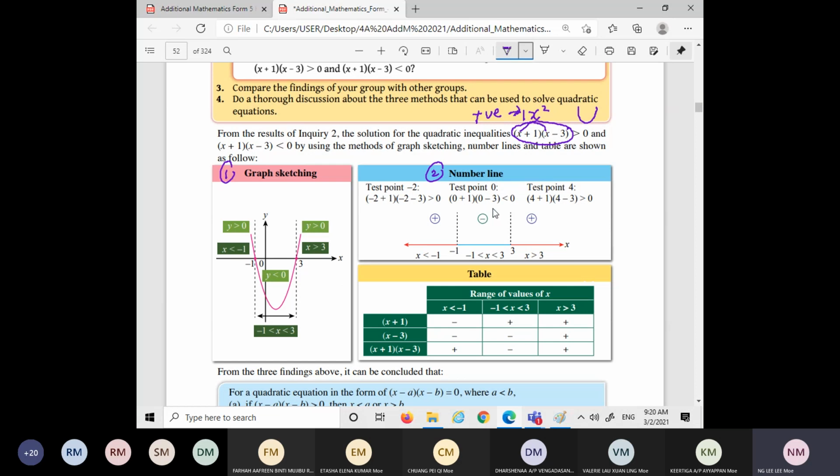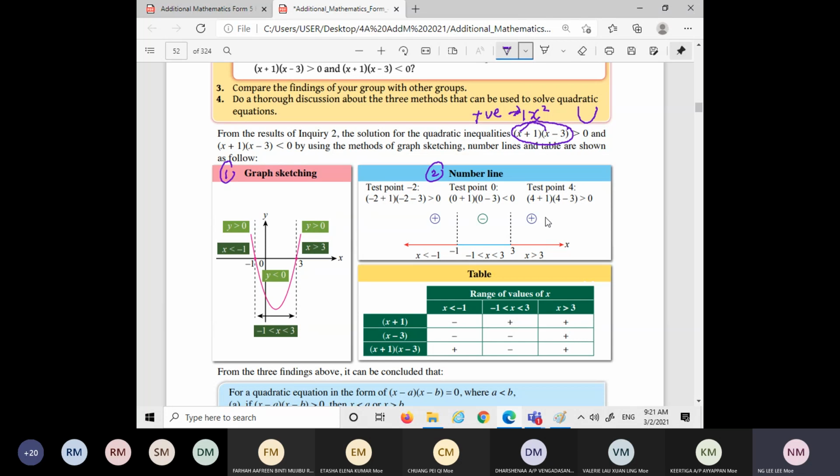Then for this one, the same thing. From -1 to 3, you choose a point that falls in here to test. So choose 0. So 0 plus 1, 0 minus 3. Test and see, this one you get negative. Then for this portion also the same thing. You choose a point that is greater than 3. So here choose 4. So 4 plus 1, 4 minus 3. You do already, this one you get positive.